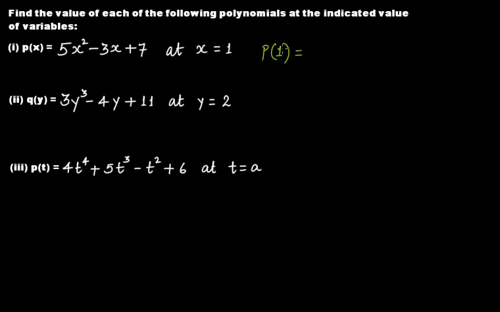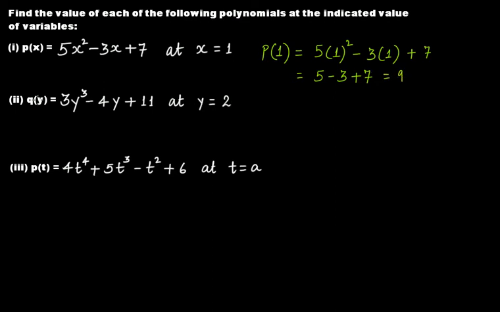So p(1) is equal to 5 times 1 squared minus 3 times 1 plus 7. So from here you get 5 minus 3 plus 7. 5 minus 3 is 2, plus 7 is equal to 9, right?